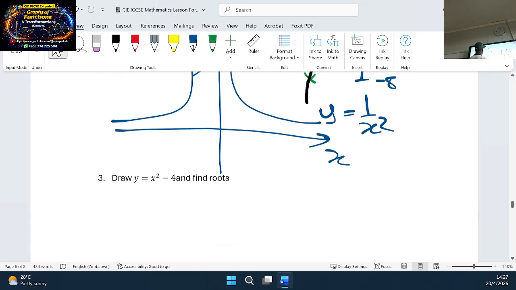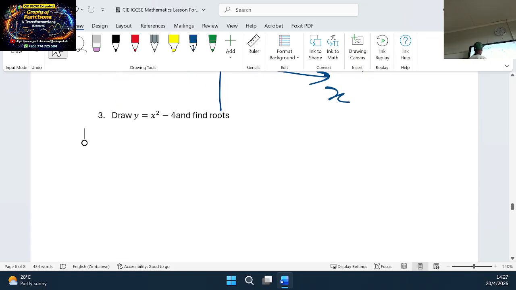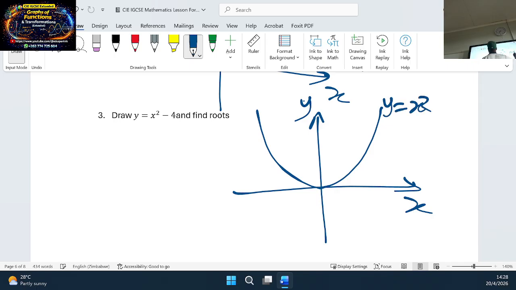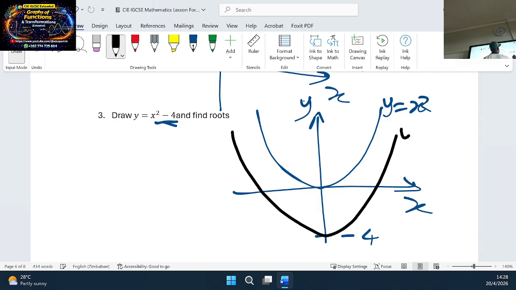Then moving on, we are interested in drawing y equal to x squared minus 4 and finding its roots. So what we will do is we will have a look at the transformation that we have. So I can start with y equal to x squared, which is a graph like this. And when I say minus 4, it means a vertical shift 4 units downwards. So somewhere where it says minus 4 there, I'll have this similar picture. The turning point will be there. So that's y equal to x squared minus 4.